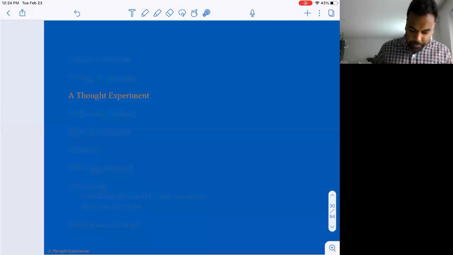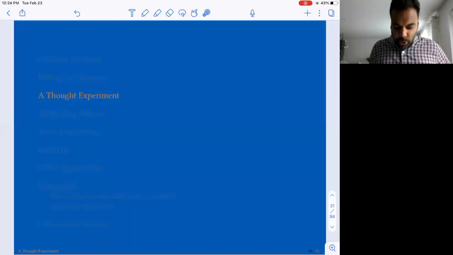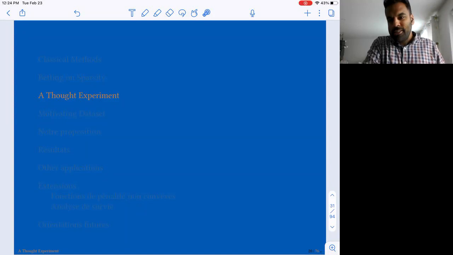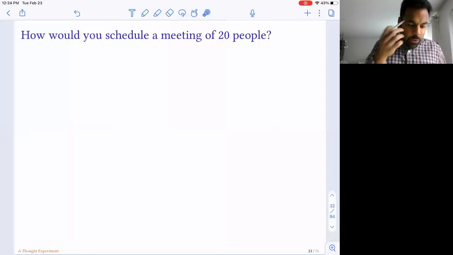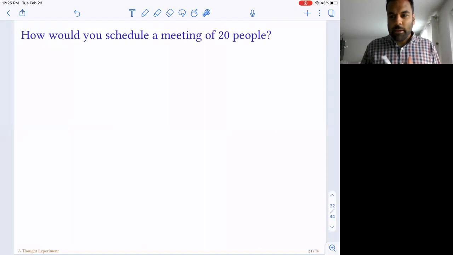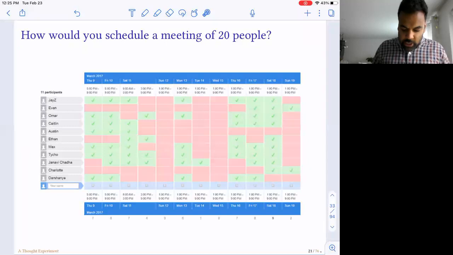Okay, so this is a thought experiment. This is, again, something I like to show, and I think it's particularly relevant today, just to justify to you that the sparsity idea is not just in statistics or not just in academia. If you think about how you would schedule a meeting for 20 people, if we're in person, I'd probably ask everybody to give their opinion. But I think the first thing that comes to most people's mind is schedule a Doodle poll. And so you end up with this Doodle poll.